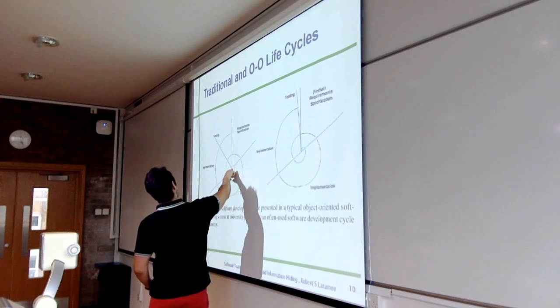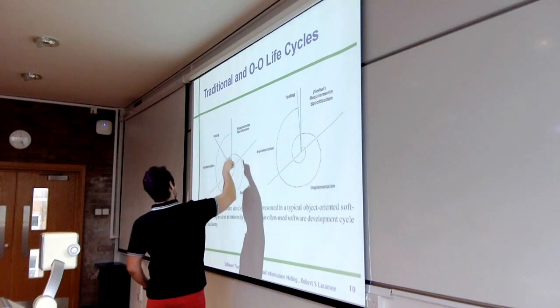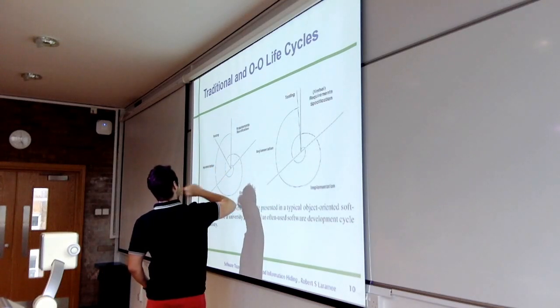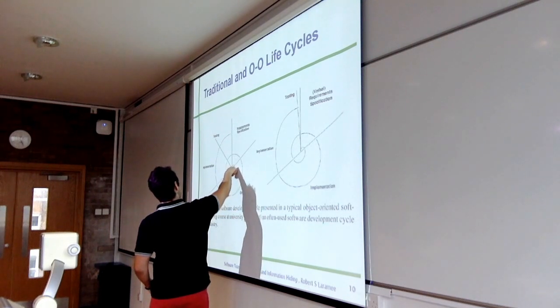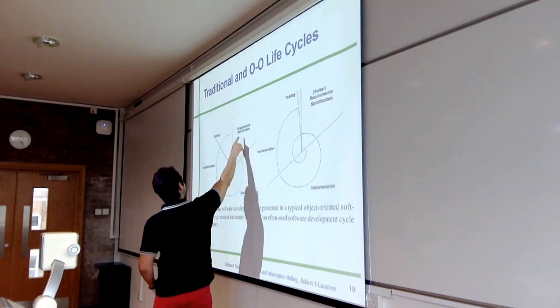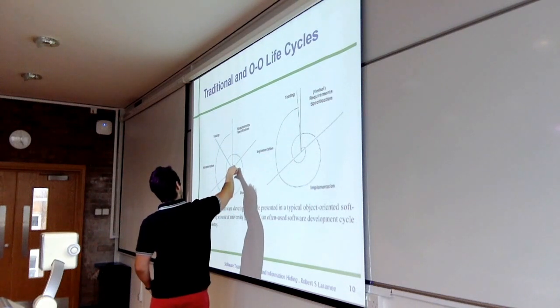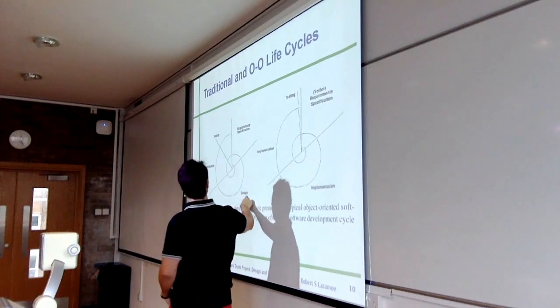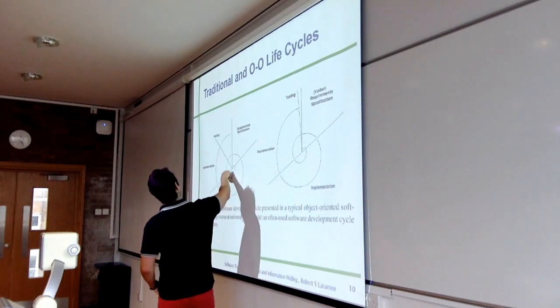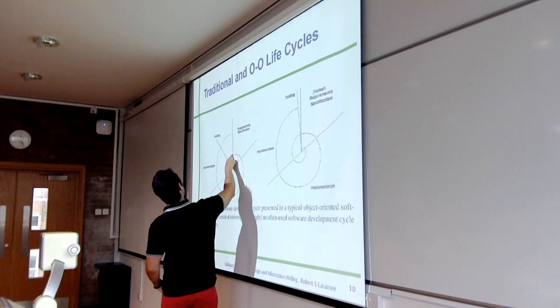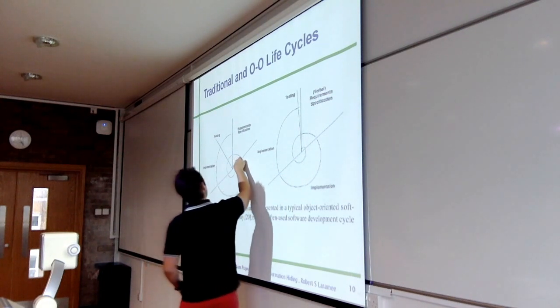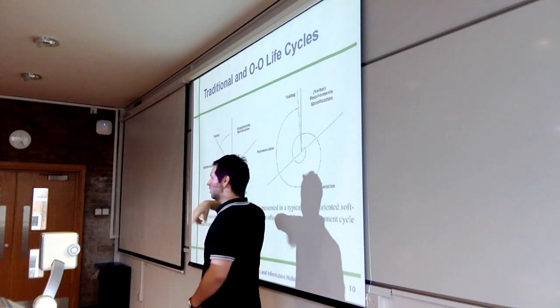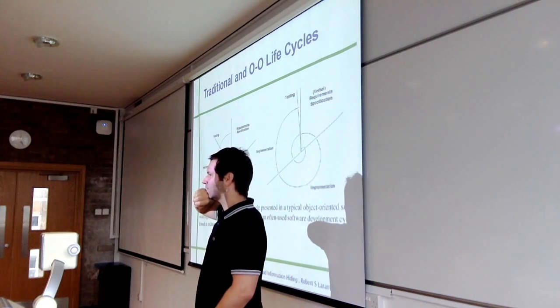The start point is at the origin, and time is mapped in a cyclical clockwise fashion. So we start here, and the first stage is the requirement specification. There's a short requirement specification phase, then a design phase, an implementation phase, a testing phase, and it goes back into the requirement specification phase. So it's an iterative process.